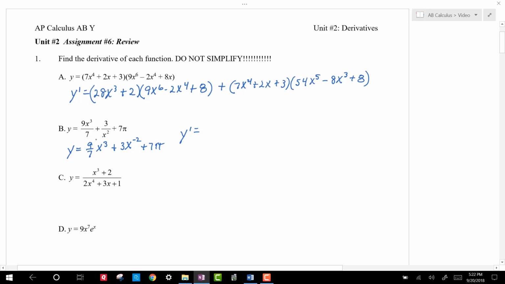So I'm going to multiply the exponent times the number in front. That's going to be 27/7 now. X to the second power, we're going to reduce the exponent. We're going to do the same thing in the next part. Negative 2 times 3 is negative 6x. Subtracting 1 from the exponent leaves negative 3. The derivative of 7 pi is 0 because 7 pi is a constant.